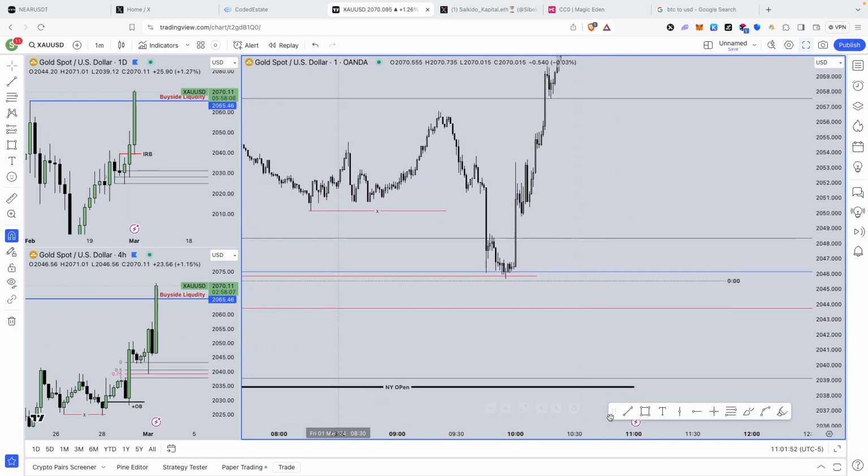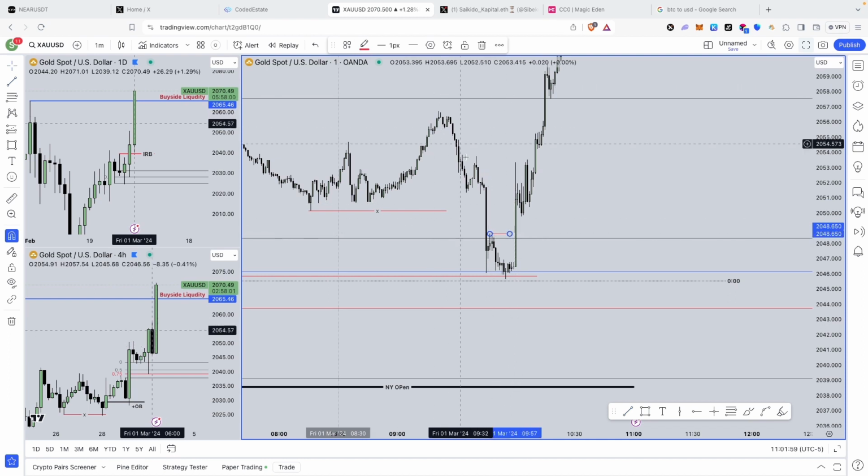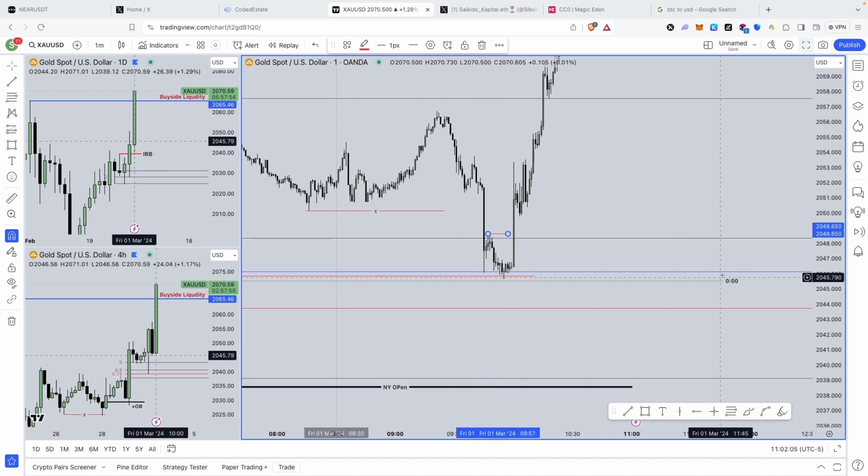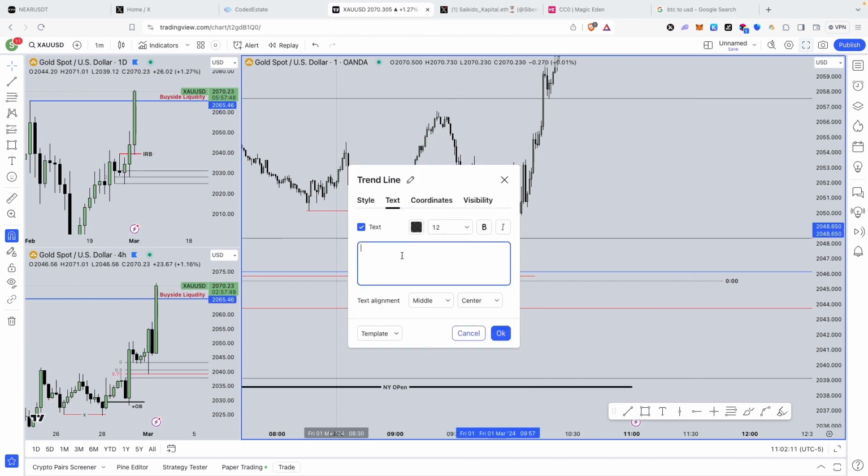So now we are printing a bullish market structure shift, completely displacing and closing above the recent swing high. This is the high of the low that took out sell side liquidity here, and that hit the OTE retracement level, which is 0.62. And this now qualifies to be called a bullish market structure shift, you know.